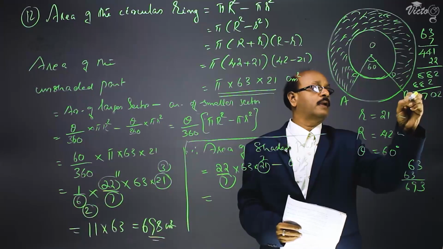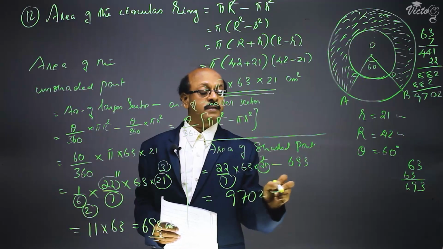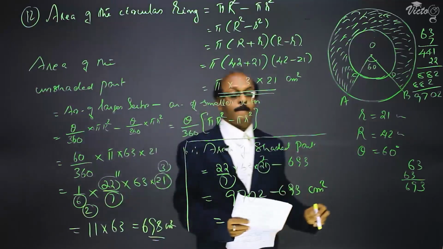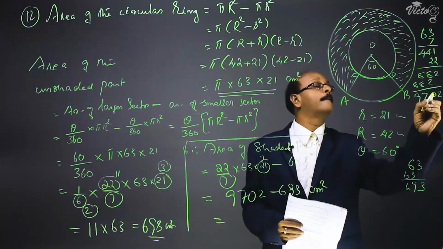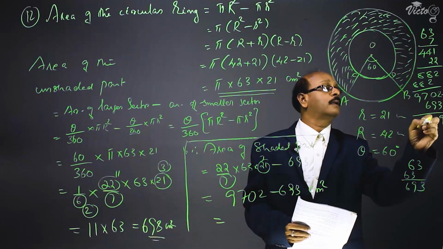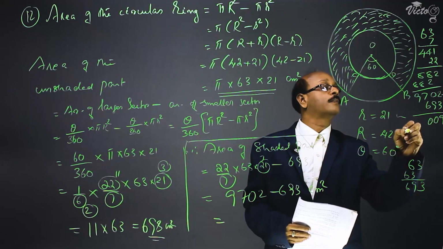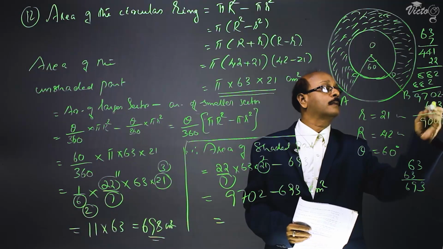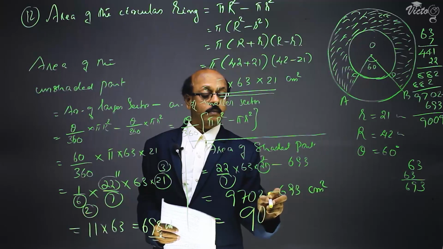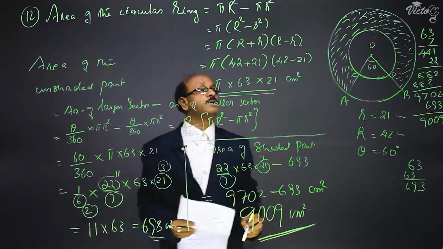That gives 9,702 minus 693 centimeter square. 9,702 minus 693 is 9,009 centimeter square, which is the area of the shaded region.